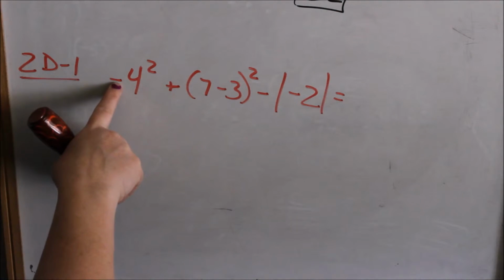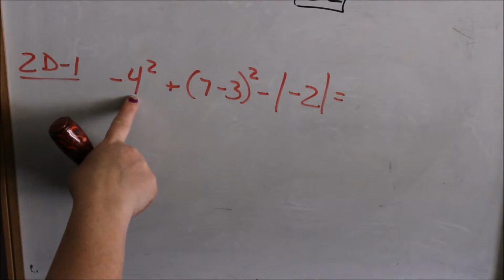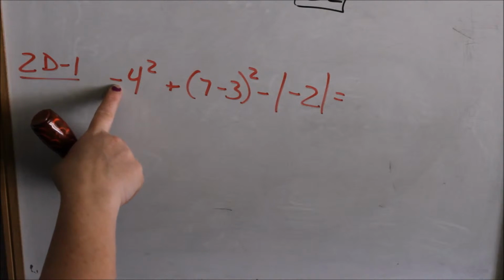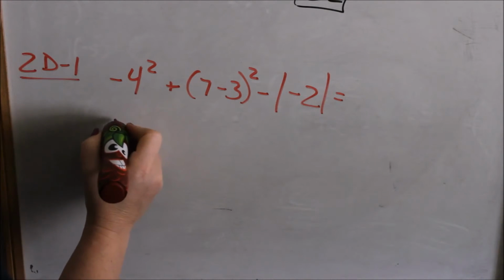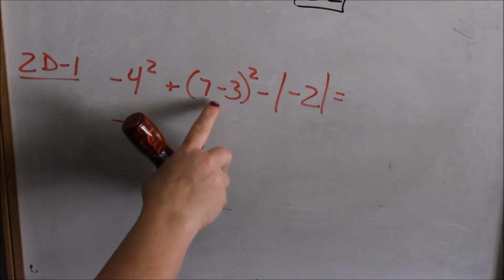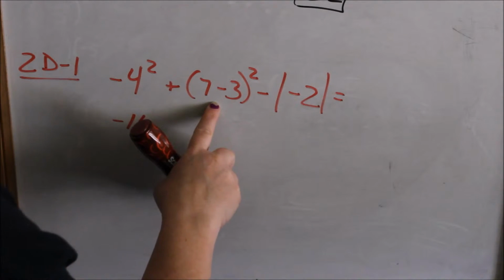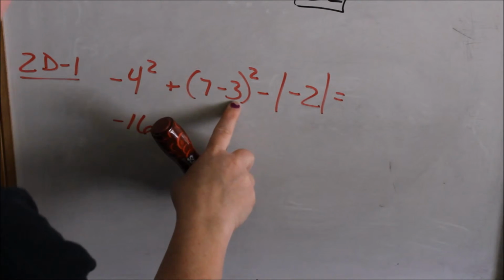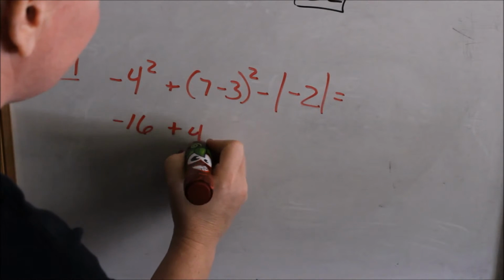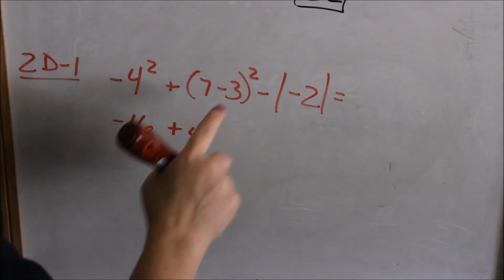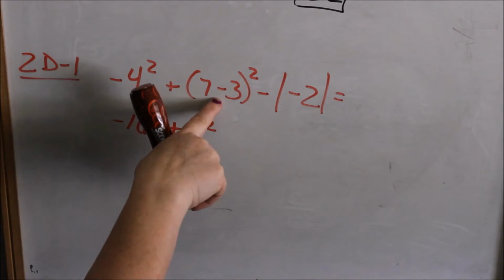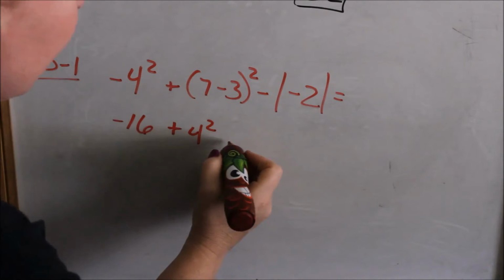Negative 4 squared. When there's a negative out in front with no parentheses, the negative stays. You do the 4 squared, then leave the negative. So that would be negative 16. Coming over here, you do parentheses first. 7 minus 3 is 4. So that would be plus 4. Then there's my square. Parentheses first. 7 minus 3 is 4 squared.